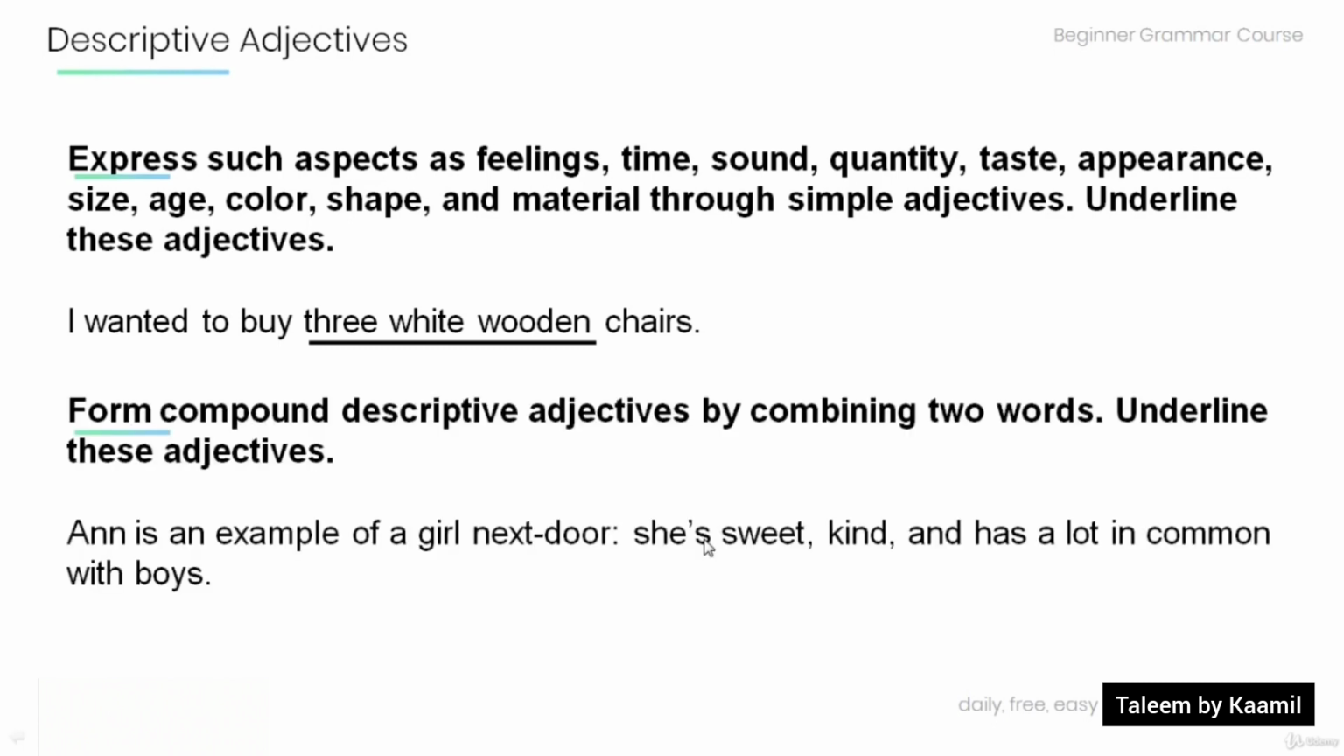Also note that we form compound descriptive adjectives by combining 2 words, usually with a hyphen. Read the following sentence and underline these adjectives. Anne is an example of a girl next door. She's sweet, kind, and has a lot in common with boys. Next door.